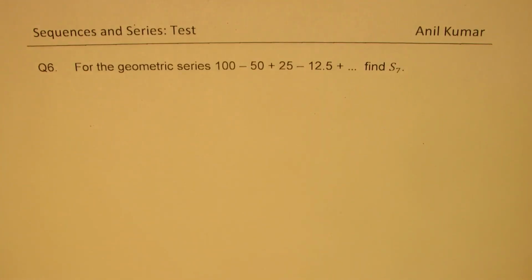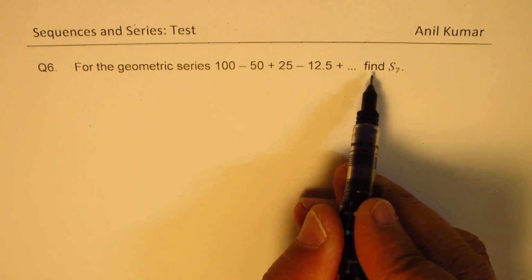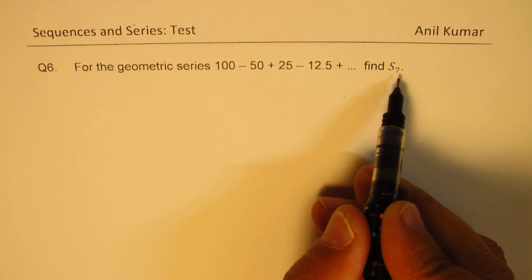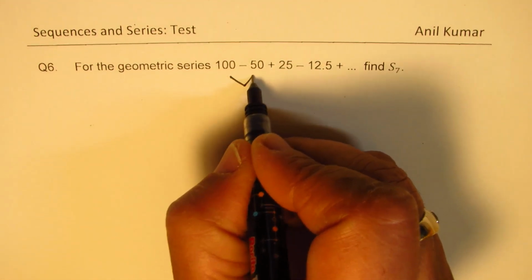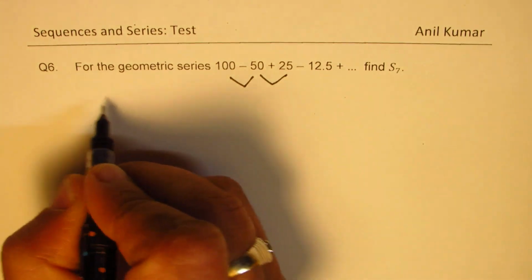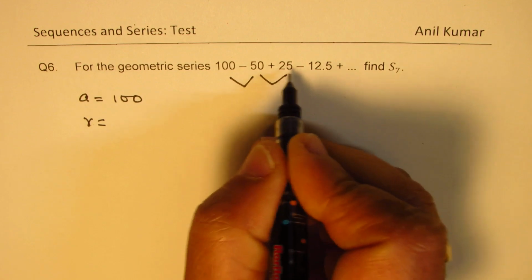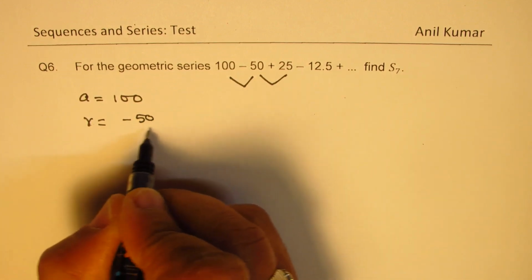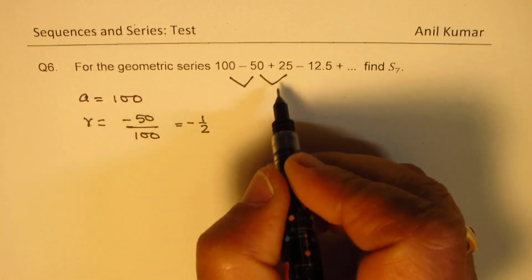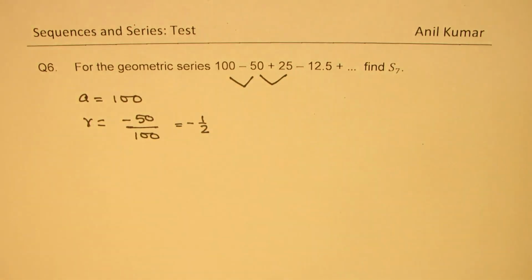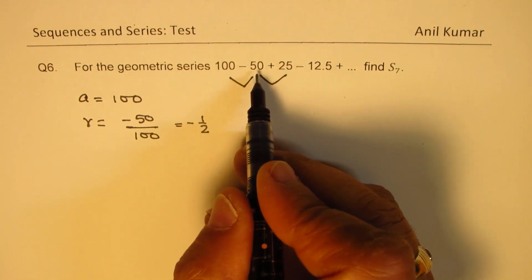Okay, question number 6 here is, for the geometric series, now we are given a geometric series, we have to find the sum of 7 terms, right? So since we are given a geometric series, we can actually find the ratio right away, right? So we know a in this case is 100. r is the ratio of the two terms, so it is minus 50 over 100, which is minus half. You can check with 25 and minus 50 also. So every term is negative half times the previous term, right?